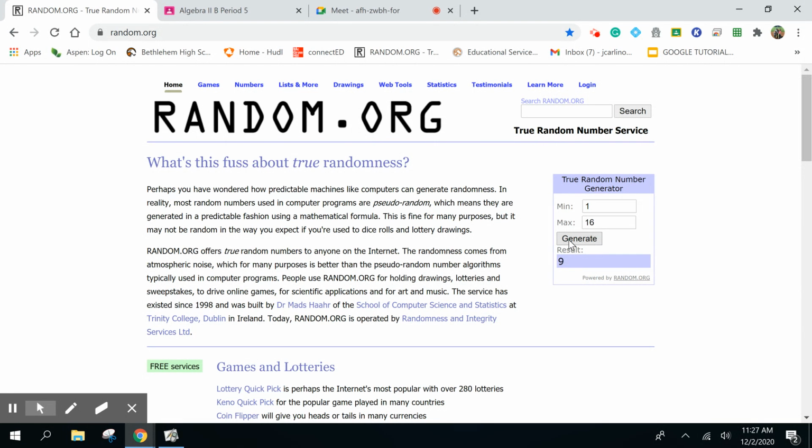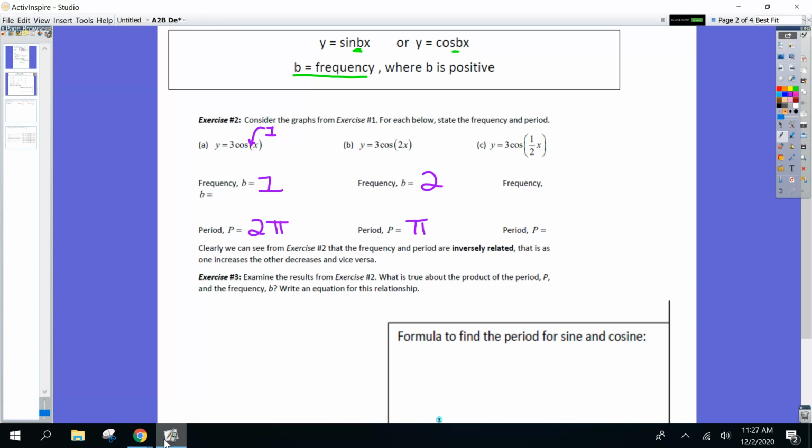Ken, you're good. I'm going to come back to you, though, probably. Okay, Hunter, here we go. You got the last one. The 3 cosine 1/2 x. Here you go, Hunter. What's in place of the B value, my frequency? 1/2. Okay, 1/2. All right, this is going to be a tricky one, Hunter, but I think you got it.